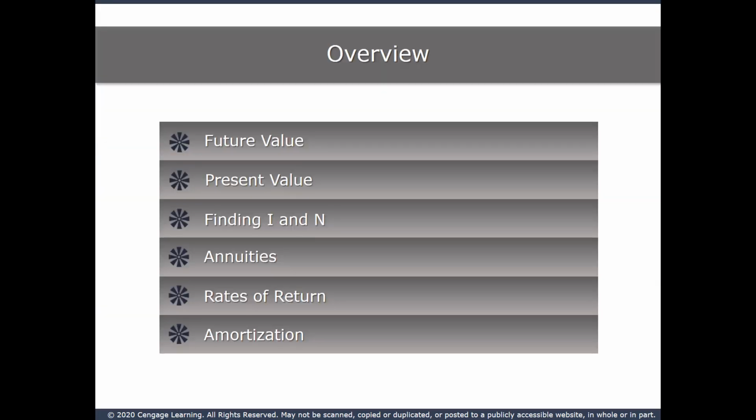Chapter 5 introduces one of, if not the most fundamental concept in finance, time value of money. This is such an important topic that the chapter is divided into 3 parts. In this Part A, we'll cover the basics of time value of money. In Part B, we'll cover annuities. And in Part C, we'll expand into related topics of rates of return and amortization.